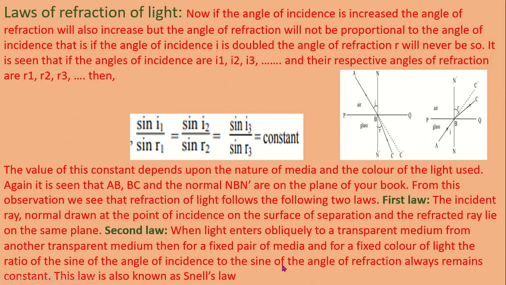So you have to memorize these two laws, and if a question comes to write down Snell's law, you will write it. That means the second law.